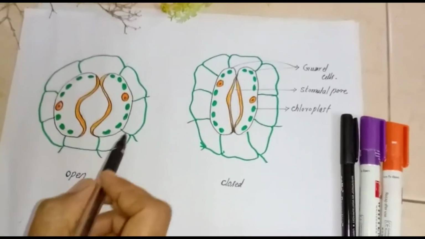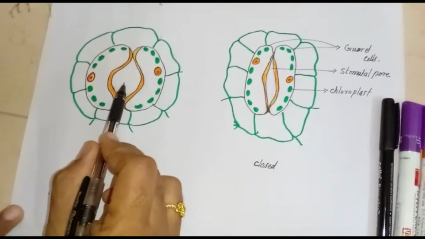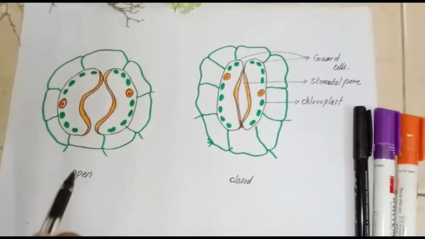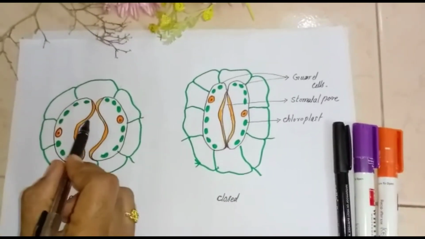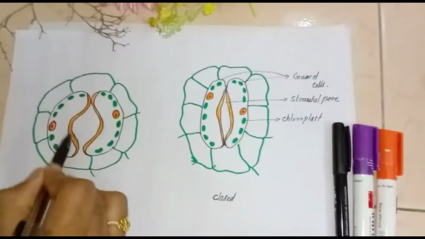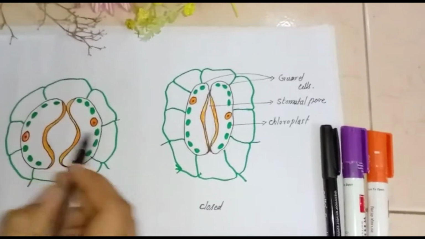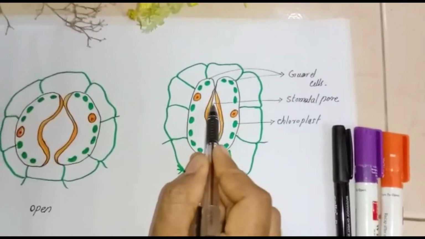So let's see the picture of stomatal pores. These are the stomatal pores. This is open stomata and this is closed stomata. Here you can see a large pore in the open stomata. But in the case of closed stomata, you can see a narrow stomatal pore.